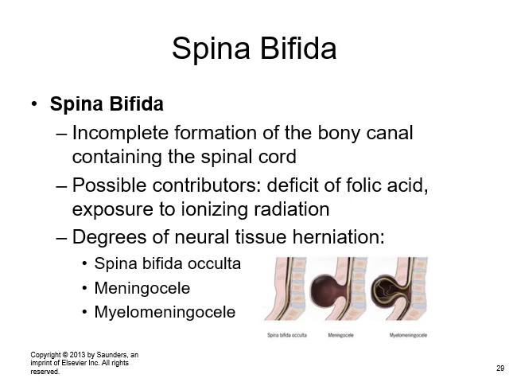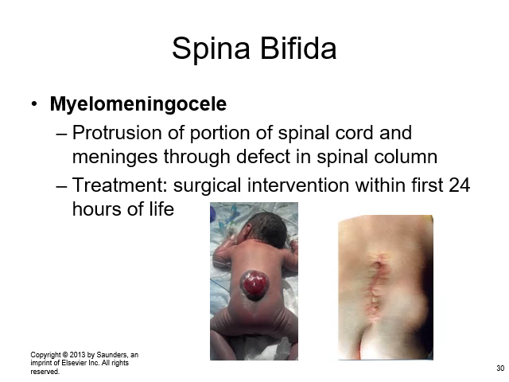The degrees of neural tissue herniation. Neural tissue herniation is going to be the meninges and the spinal cord. The meninges are the layers that wrap the spinal cord or any other nervous system organ. And so it's the protrusion of it. And there are three different degrees: spina bifida occulta, meningocele, and myelomeningocele. Myelomeningocele is where the protrusion of the spinal cord and the meninges happens on the outside, and typically they have to have surgery within 24 hours of the baby being born in order to save their life, or in most cases in order to have them have a normal functioning walking and running system.